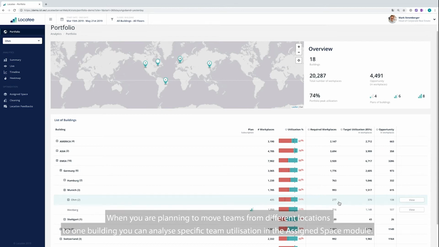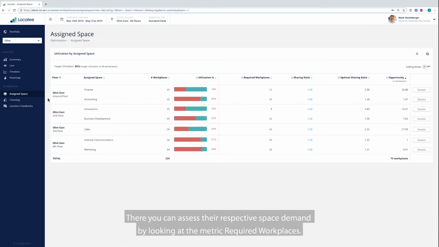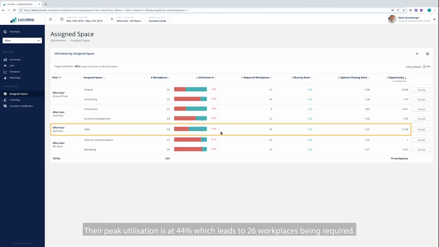When you are planning to move teams from different locations to one building, you can analyze specific team utilization in the assigned space module. There you can assess their respective space demand by looking at the metric required workplaces. Let's assume that the sales team is supposed to move to another location. Their peak utilization is at 44%, which leads to 26 workplaces being required.